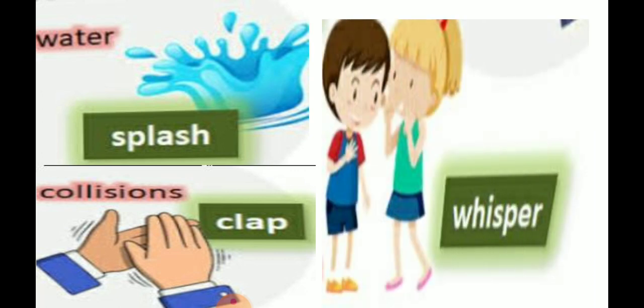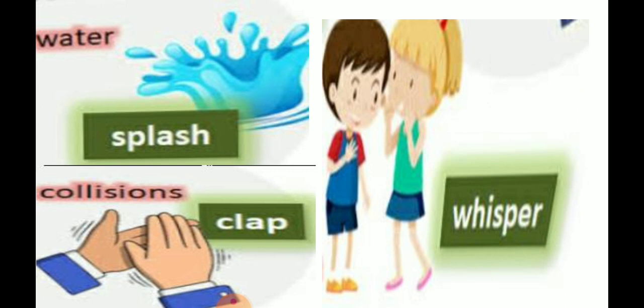Splashing of the water. When you splash the water, the sound comes. So the word splash is also onomatopoeia. Clapping, the sound comes, right? So clapping is onomatopoeia. Whispering, when you're whispering in somebody's ears, is also called onomatopoeia. The sound is when you whisper, when you're saying something like that. So whisper is also onomatopoeia.